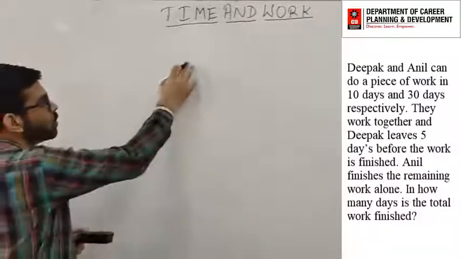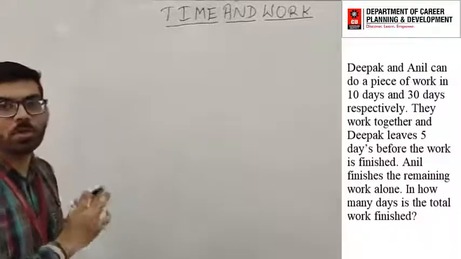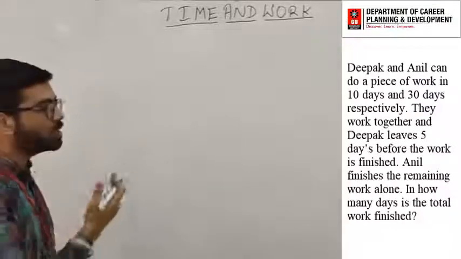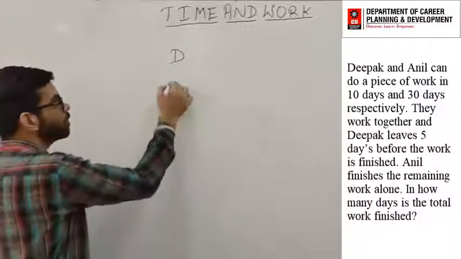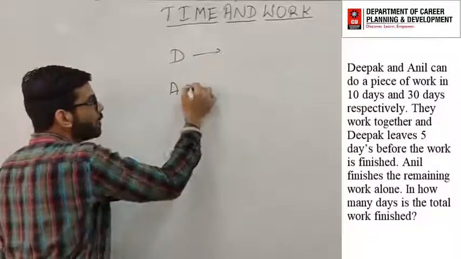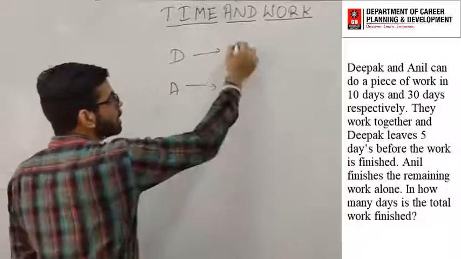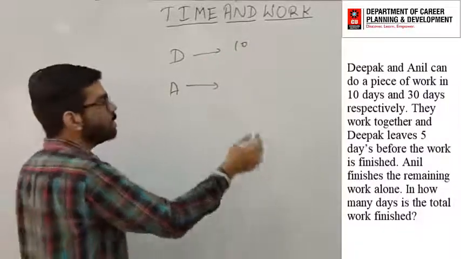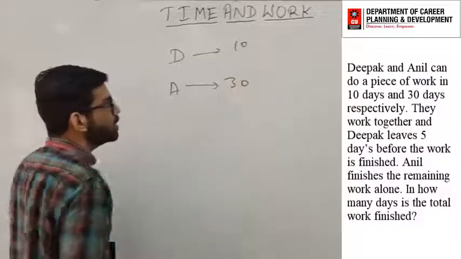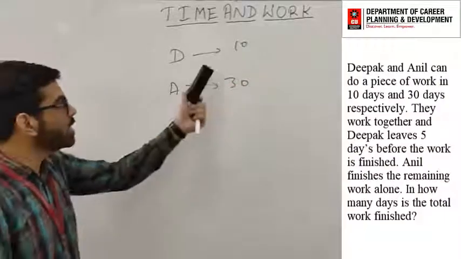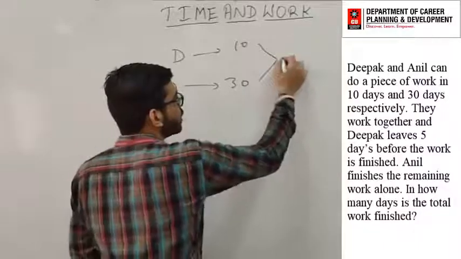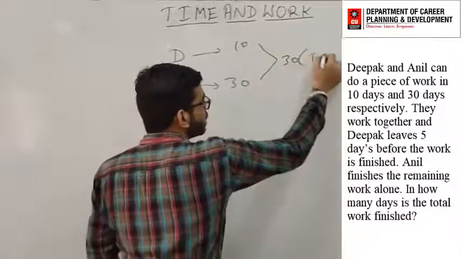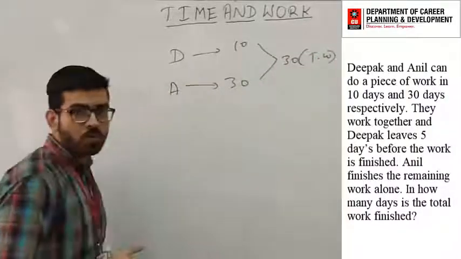Now, according to the LCM approach, first of all, we have to write the number of persons. Number of persons are 2, which are Deepak and Anil. We are writing here D and A. Now D can complete the job in 10 days. A can complete the same job in 30 days. So next, we have to take the LCM of 10 and 30. LCM of 10 and 30 comes out to be 30, and this 30 is your total work.